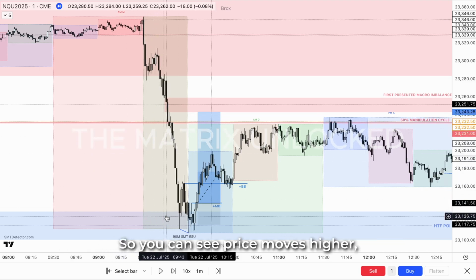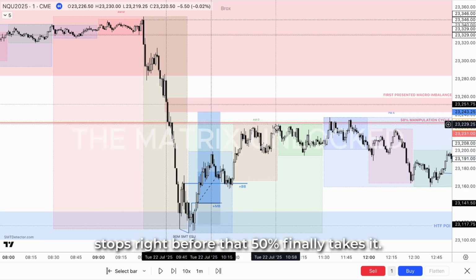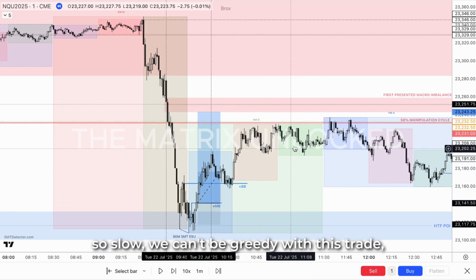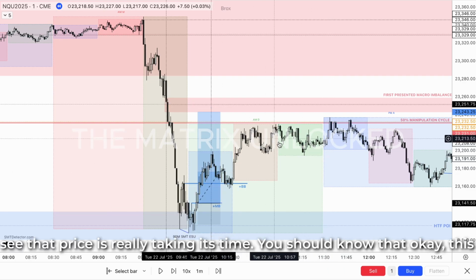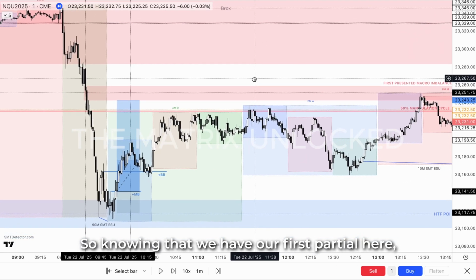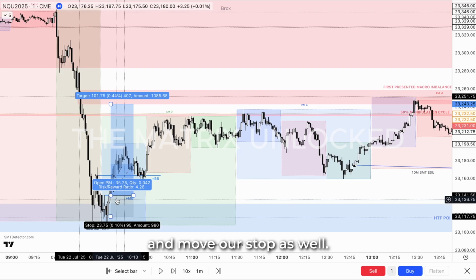So you can see price moves higher, stops right before that 50%, finally takes it. That's a partial right there, because we also know that price has been so slow, we can't be greedy with this trade. We see that price is really taking its time. You should know that, okay, this is a valid point that I should partial at. So knowing that we have our first partial here, we can go ahead and move our stop as well.